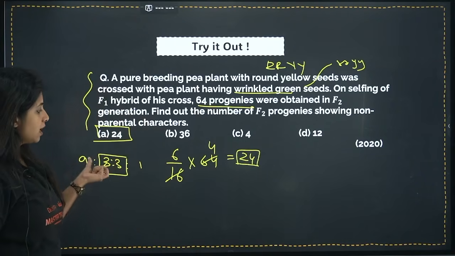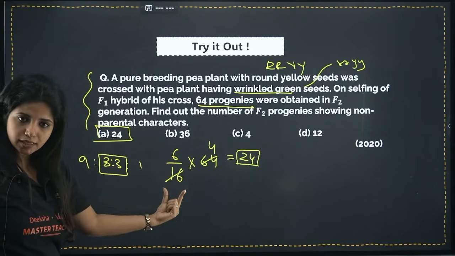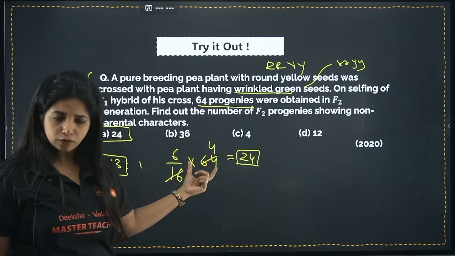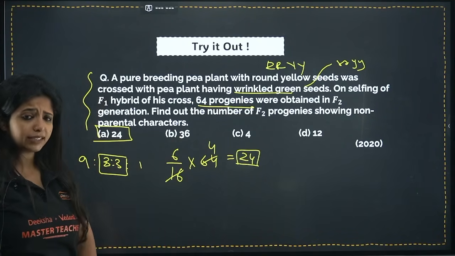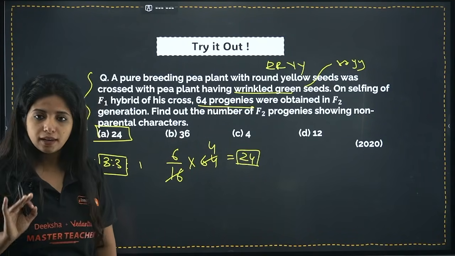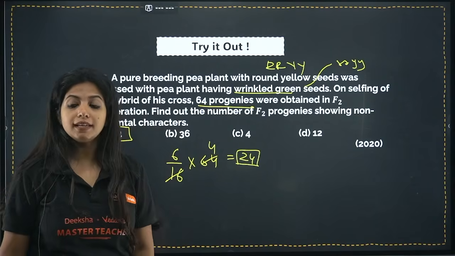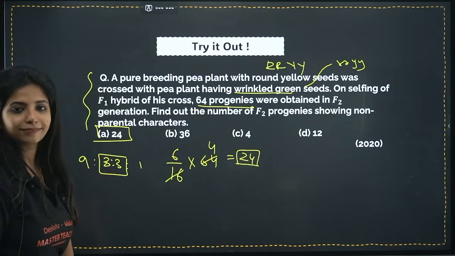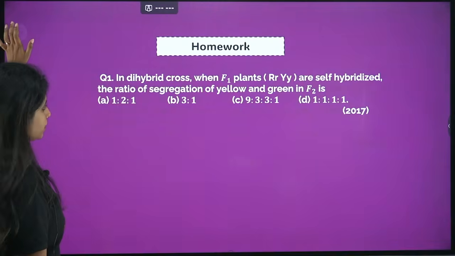How did you get the 6? 3 plus 3, 6. Out of what? 16. Now here it's out of what? 64. So basically you do this. This is the basic calculation. This came in 2020 in the KCET examination. Got it? Yes, ma'am. Fine.